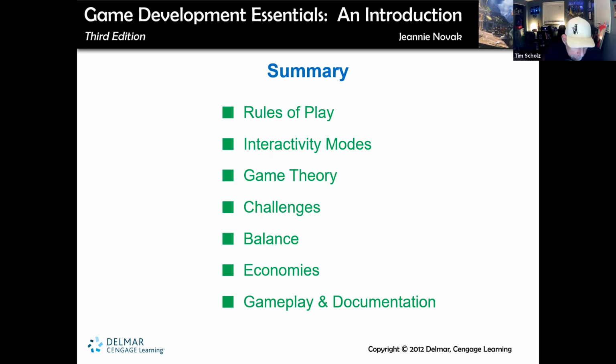So a lot of this chapter started off talking about rules of play, interactivity and modes. We talked about game theory, challenges, balances. There weren't slides on it, but there is the concept of game economies. Basically, game economies are systems in which resources move around, either physically or conceptually, within the game. Resources could be money, troops, characters, weapons, property, skills, basically anything that a player can own.